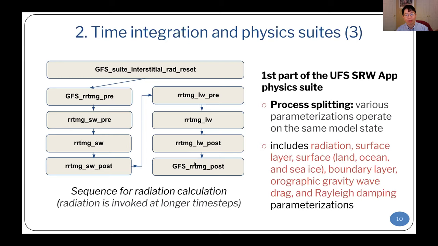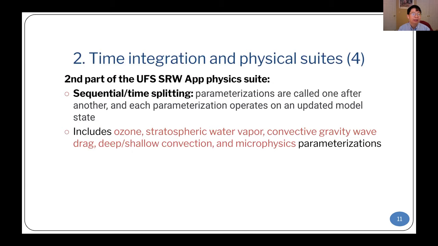For this part, you include the radiation, surface layer, surface like land, ocean, sea ice, boundary layer, orographic gravity wave drag, and Rayleigh damping parameterization. All these schemes belong to the process splitting. The second part is the sequential or time splitting. The parameterizations are called one after another, and each parameterization operates on an updated model state, including the ozone, stratospheric water vapor, convective gravity wave drag, deep and shallow convection, and the macrophysics parameterization.